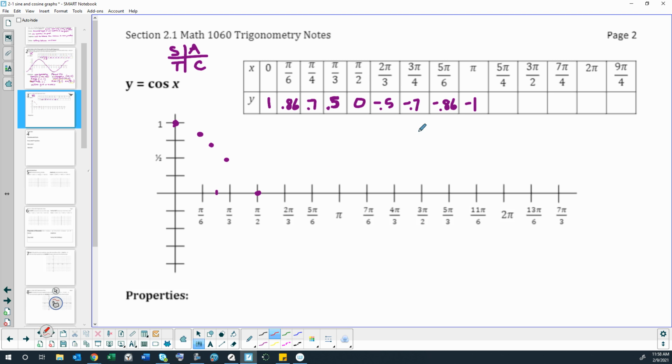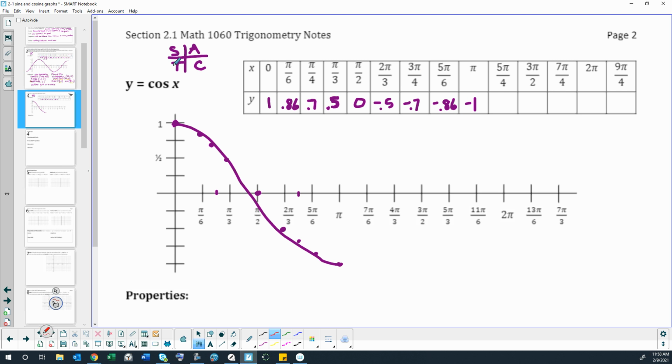Okay, so now let's do these negative values. So 2pi/3 went down to negative 0.5. Halfway in between goes somewhere in between. 5pi/6 goes somewhere in there, and then pi goes down to negative 1. So we should end up, let's see if I can sketch it this time a little better. I missed my pi/2, but I sort of got it.